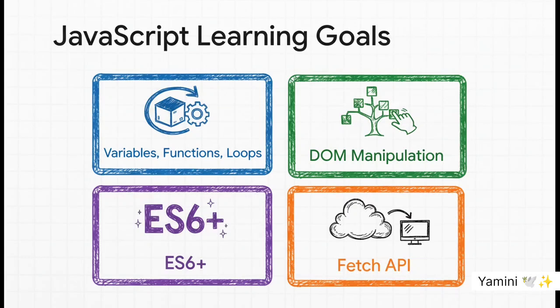Now, before you move on to the shiny stuff, you absolutely need a solid grasp of these core JavaScript concepts. You've got to master things like variables and functions. You need to learn how to manipulate the DOM. That's just a fancy way of saying changing things on the page. And you need to understand modern features like arrow functions and, of course, the Fetch API, which is how you get data from other places on the web. These are the absolute fundamentals.